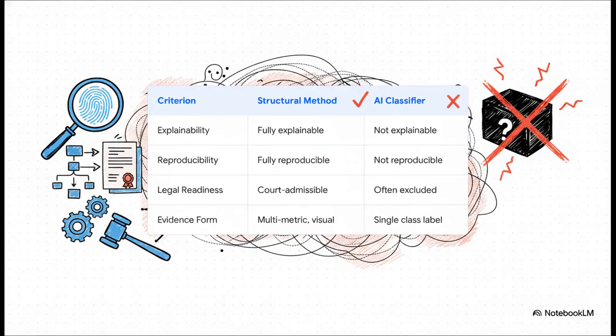And when you put the two methods side by side, the difference is night and day. On one hand, you have the typical AI classifier. It's a black box, you can't explain it, you can't reproduce the results reliably, and that's exactly why it often gets thrown out as evidence. But on the other hand, you have this structural method we're talking about. It is the complete opposite. It's fully explainable, totally reproducible, and it's built from the ground up to be court-admissible. It gives you a whole file of evidence, not just a one-word label.